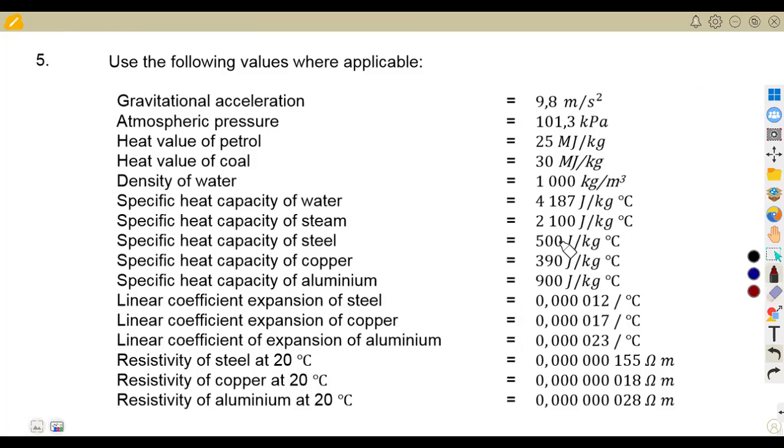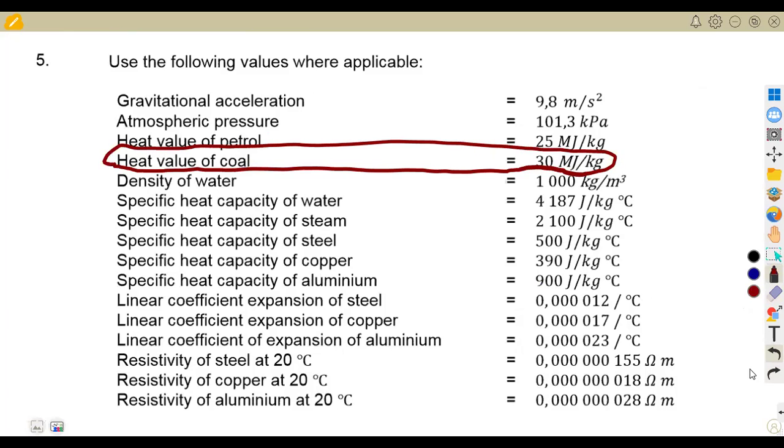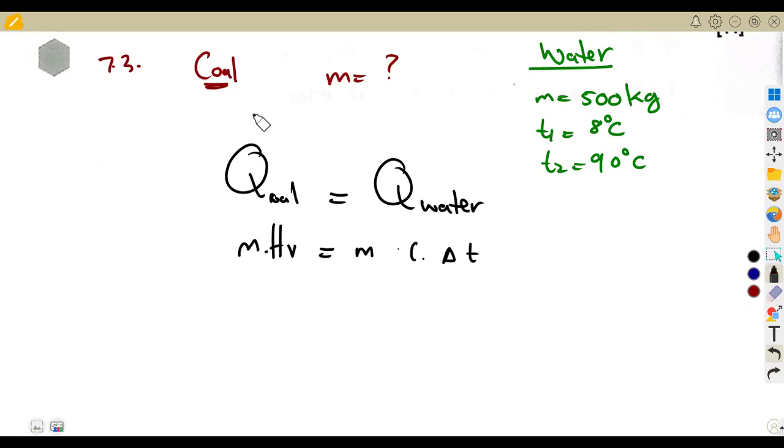So, we also need the heat value for coal. We are dealing with coal, and the heat value for coal is given as 30 megajoules per kilogram. So also we have got the heat value for coal here, which is 30 megajoules per kilogram. Since we want to calculate this mass, we are simply going to divide by the heat value, isn't it? Yes, we can calculate the Q for this water, or we can just substitute as we understand this.